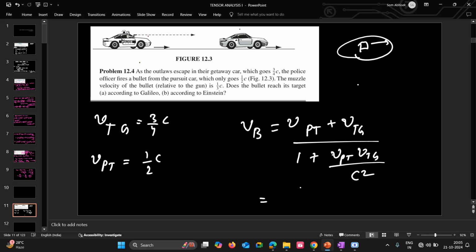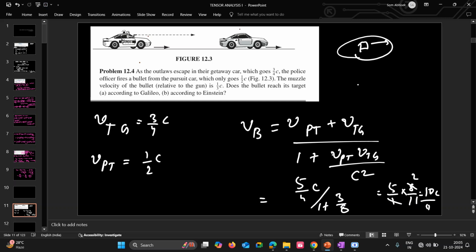Okay, so this is 3 by 4 and 1 by 2 by 4, that's 5 by 4c divided by 1 plus 1 plus 3 by 8. So this becomes 11 by 8, and 11 by 8 goes up, 5 by 4 into 8 by 11. So this becomes 10c by 11. So 10c by 11 is the velocity of the bullet.